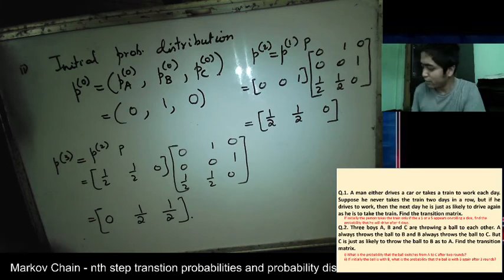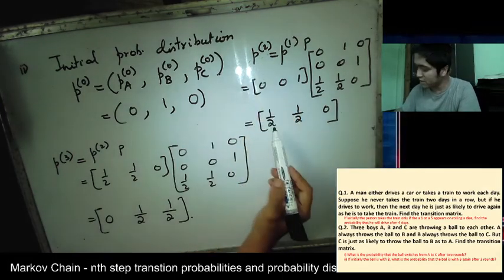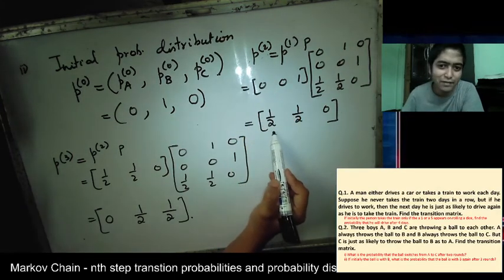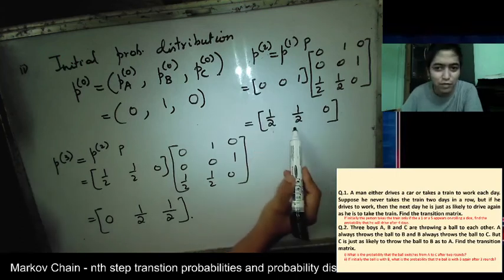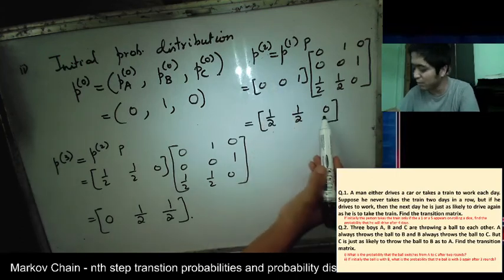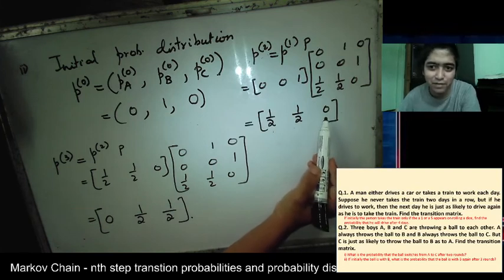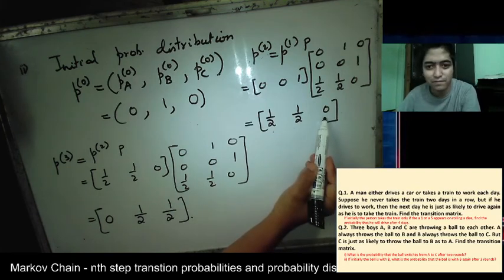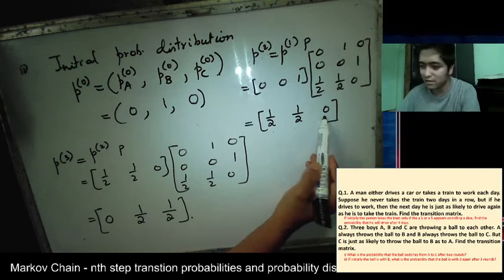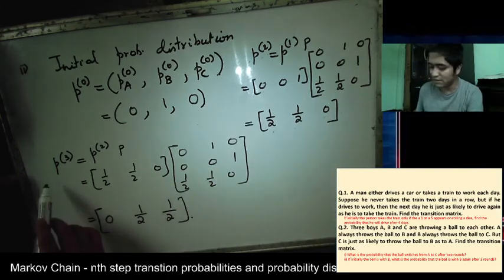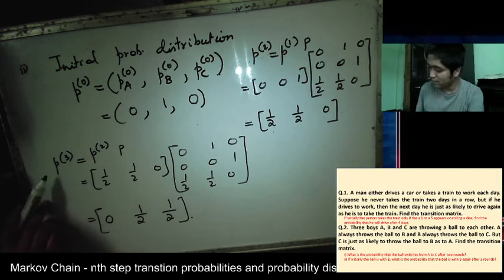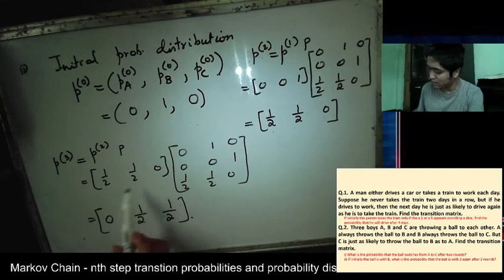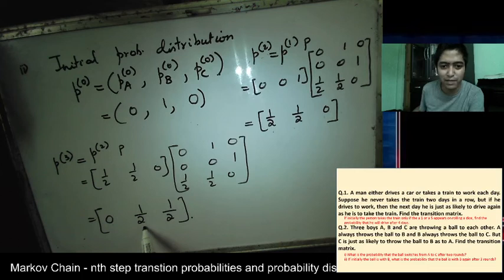Let me just repeat what we are finding. This is P2, right? So this is the probability that the ball is with A after 2 rounds. This is the probability that the ball is with B after 2 rounds. And this is the probability that the ball is with C after 2 rounds. Now let us take a look. After 3 rounds, this is the probability that the ball will be with A, this is the probability that the ball will be with B, and this is the probability that the ball will be with C.